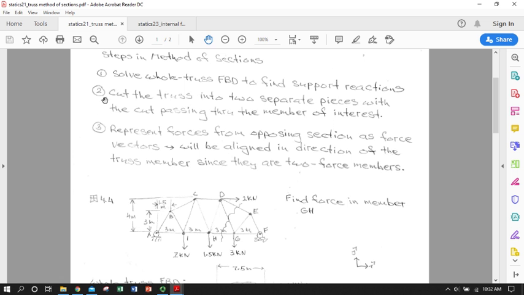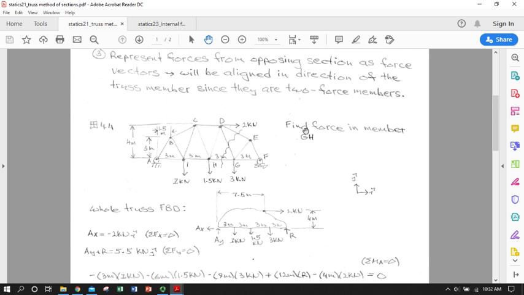Here's the critical step. We're going to virtually cut the truss into two separate pieces with a cut passing through the member of interest. So you have to cut through the member you're looking for if you're only looking for one member. Then you're going to leverage the fact that a truss is only made of two force members by representing the forces from the opposing section, the section you cut away, as force vectors that are automatically aligned in the direction of the truss members, since truss members are two force members. So that's it. That's the whole method.